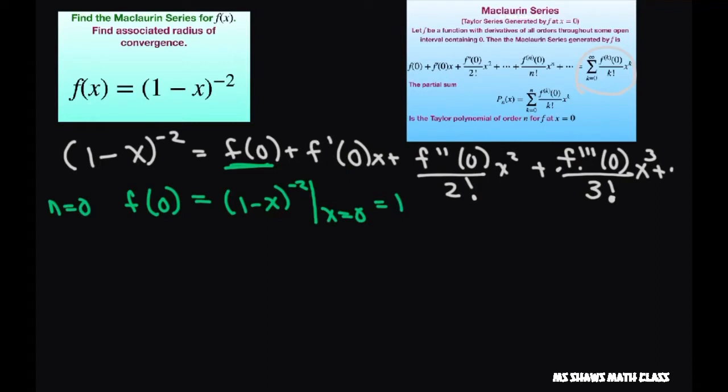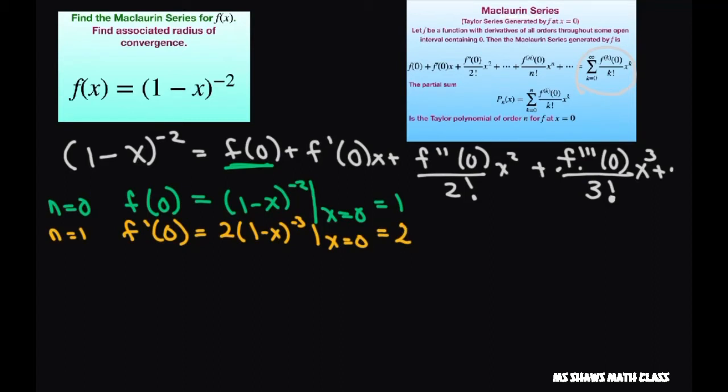All right, so now when n equals 1, we're going to get f prime of 0. So that's the first derivative. And that's going to give you 2 times 1 minus x to the power of negative 3. Evaluate that at x equals 0, and that's going to give you 2.